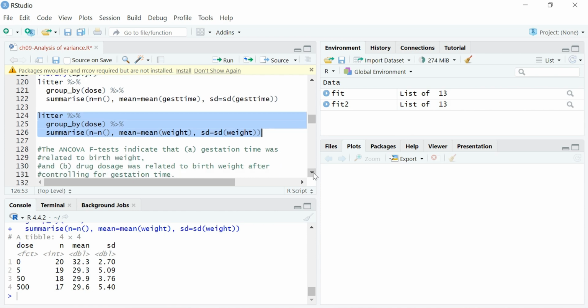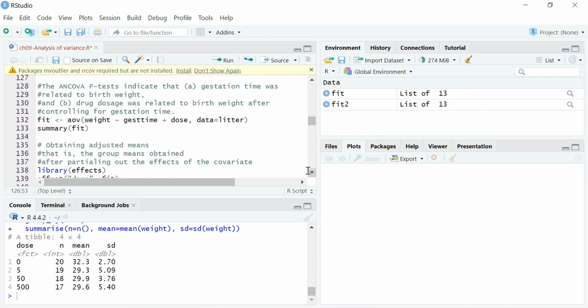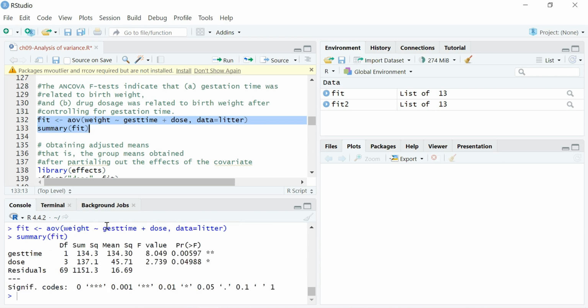Next we can do an ANCOVA using aov, weight, then the tilde symbol, and on the right side we just add gesttime and dose, with the data. The result from the ANCOVA shows both gesttime and dose are significant. This means that if we control gesttime, then the doses have different effects on weight in different groups.